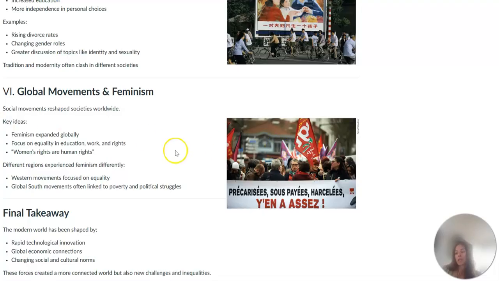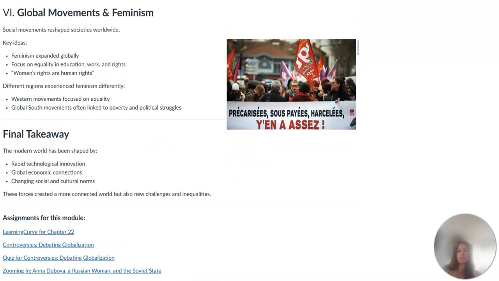So what's the big takeaway here? The modern world is shaped by rapid innovation, global economic connections, and major social transformations. And these forces created more opportunity, more connection, but also more inequality and tension. So the world today, we are more connected than ever, but that also means challenges are shared on a global scale now. It's not just siloed within my own country. It's all for the world to see.